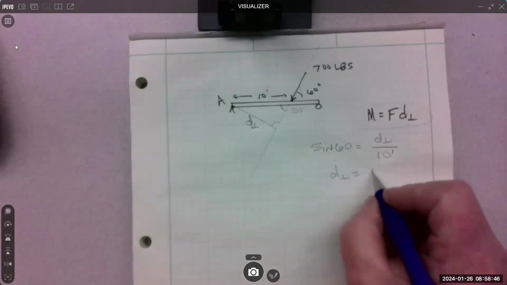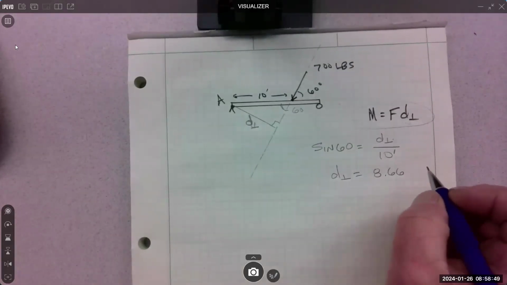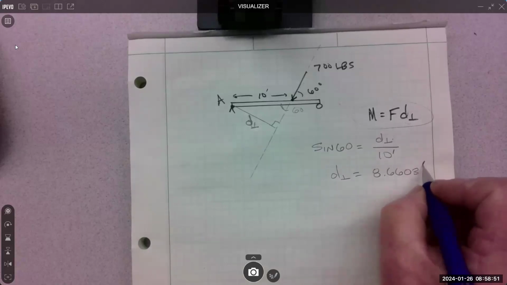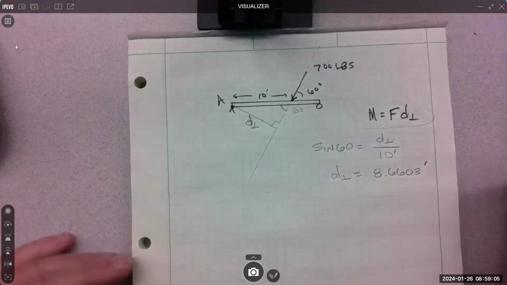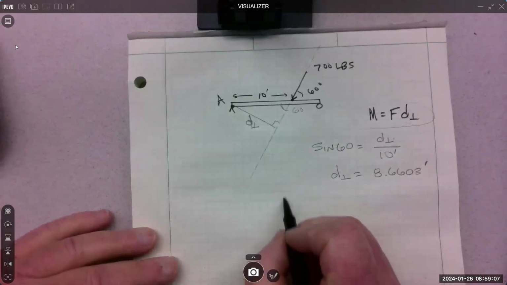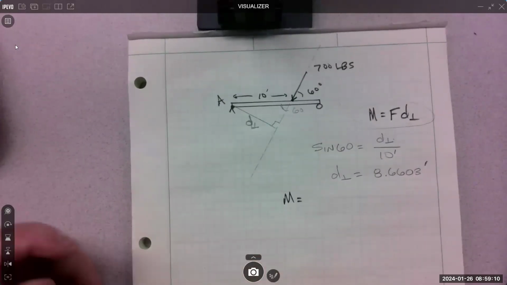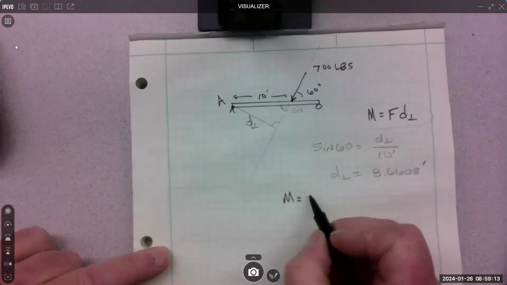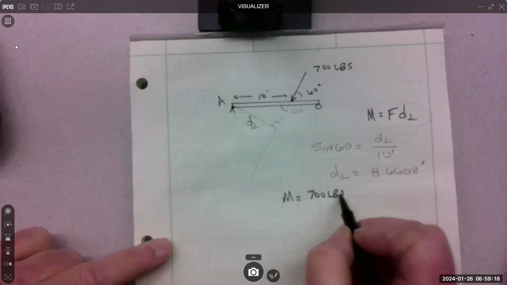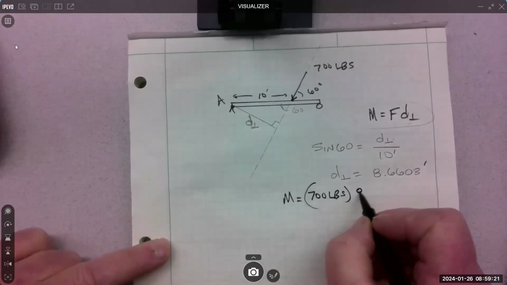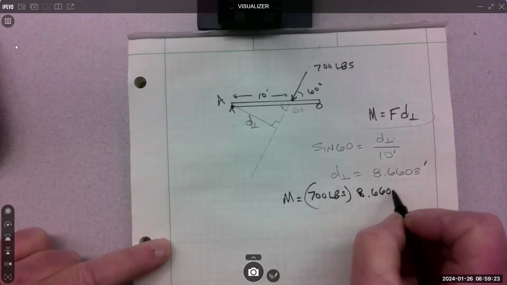8.6603 feet. Does that make sense? Should it be smaller than 10? Yeah, that makes sense. 10 is the hypotenuse of this triangle, right? So now I can say the moment is... what's the force? 700 pounds. And what's the perpendicular distance? 8.6603 feet.